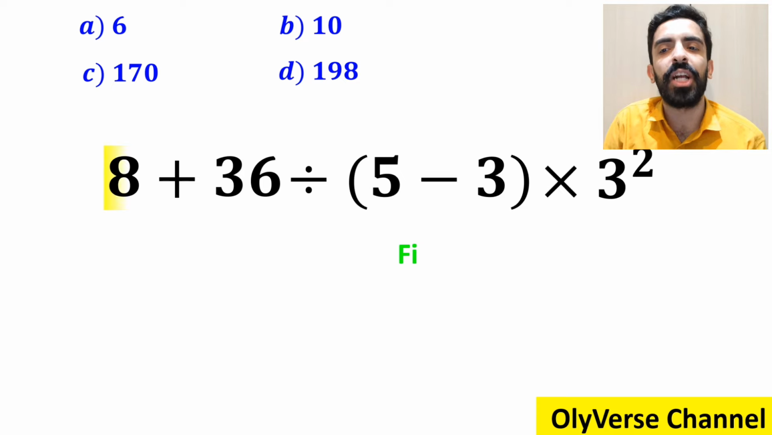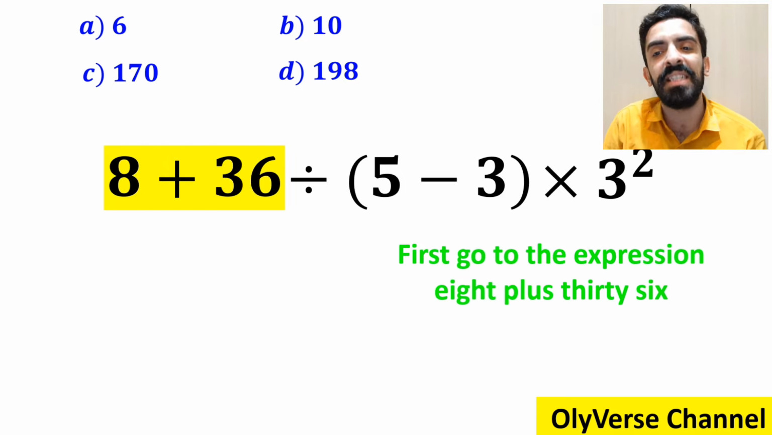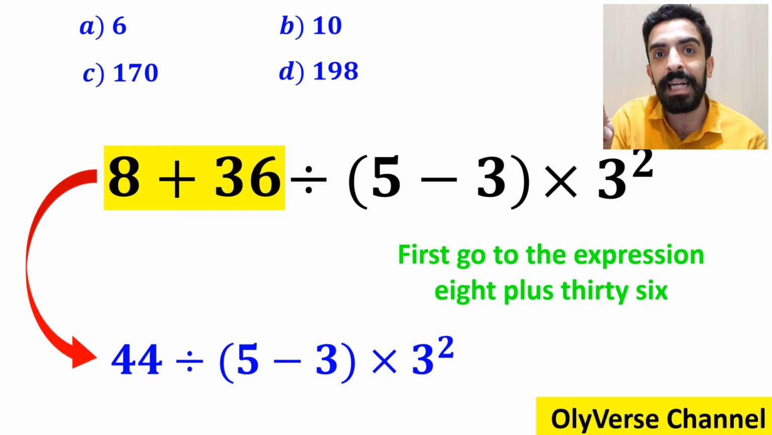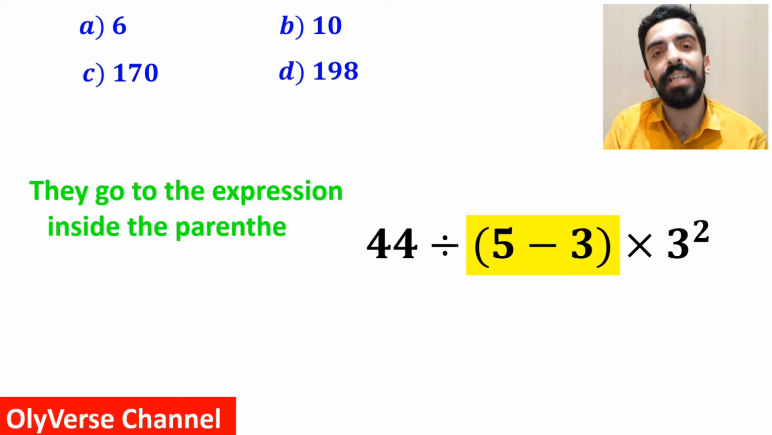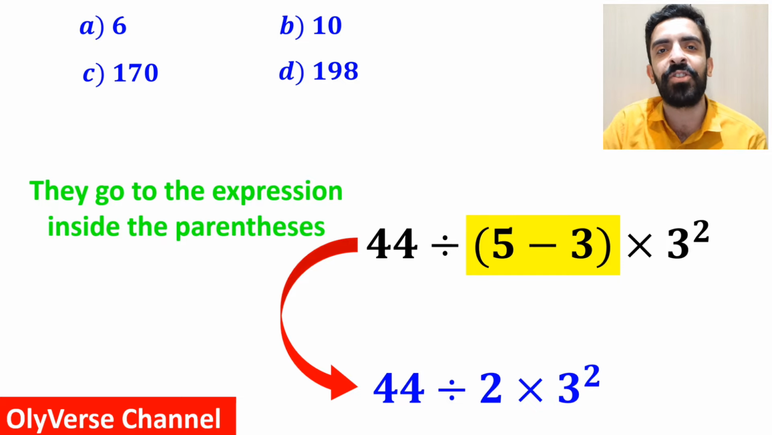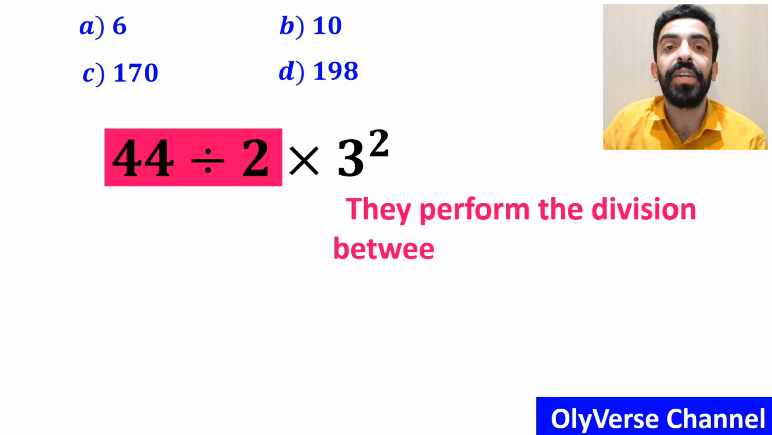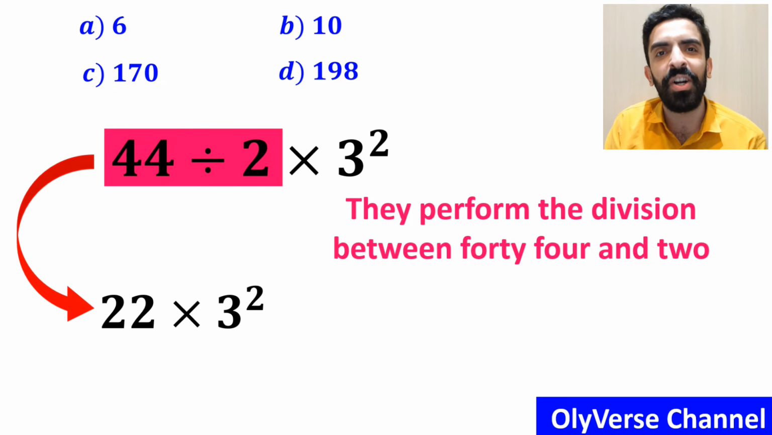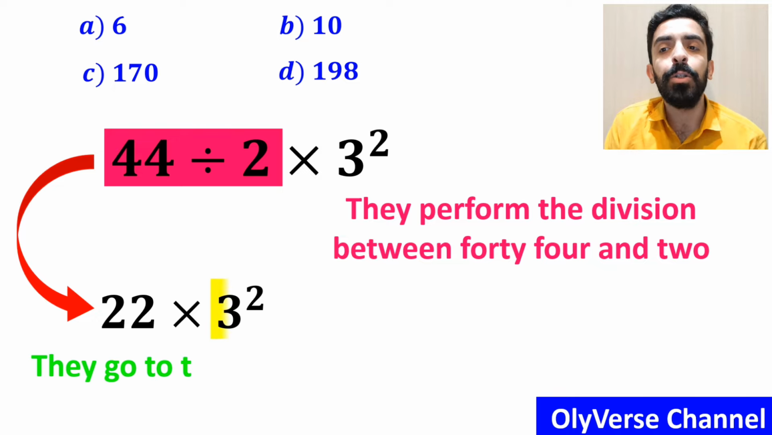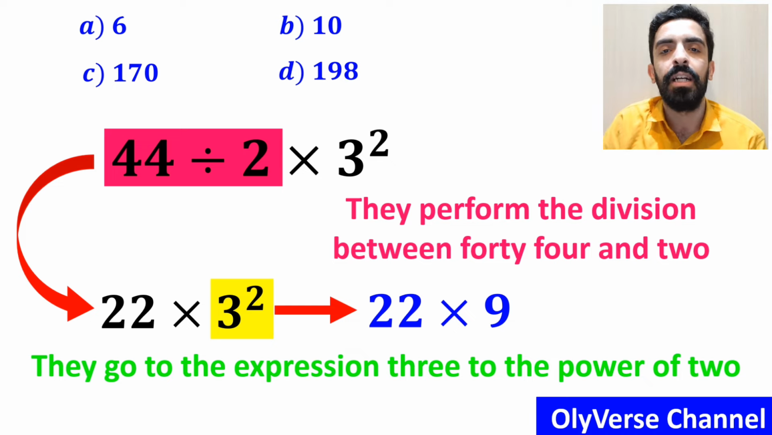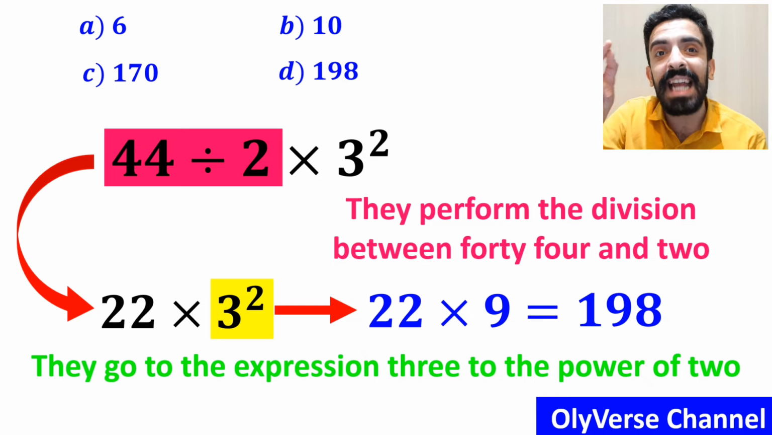Many people, to solve this question, first go straight to the expression 8 plus 36. And instead of this expression, they write 44 divided by (5 minus 3), then times 3 to the power of 2. The next step, they go to the expression inside the parentheses and simplify it to 44 divided by 2 times 3 to the power of 2. Then, they perform the division between 44 and 2, and instead of this expression, they write 22 times 3 to the power of 2. In the final step, they simplify 3 to the power of 2 and get 22 multiplied by 9, which ultimately gives them the answer 198.